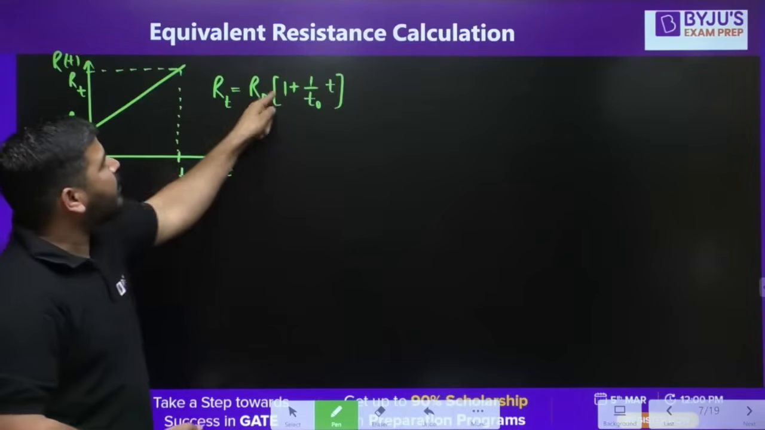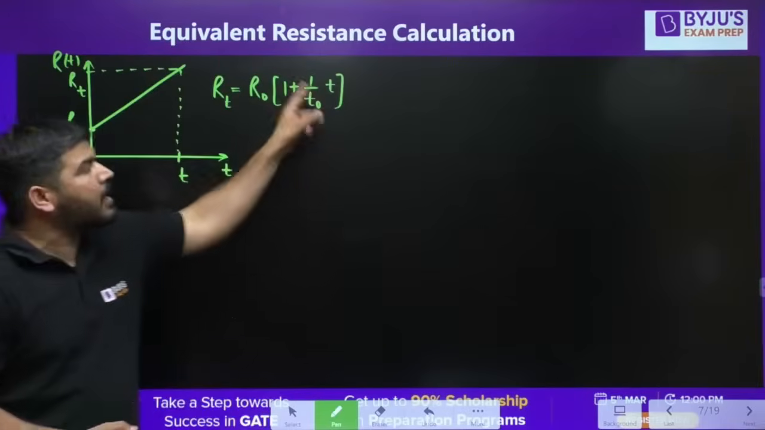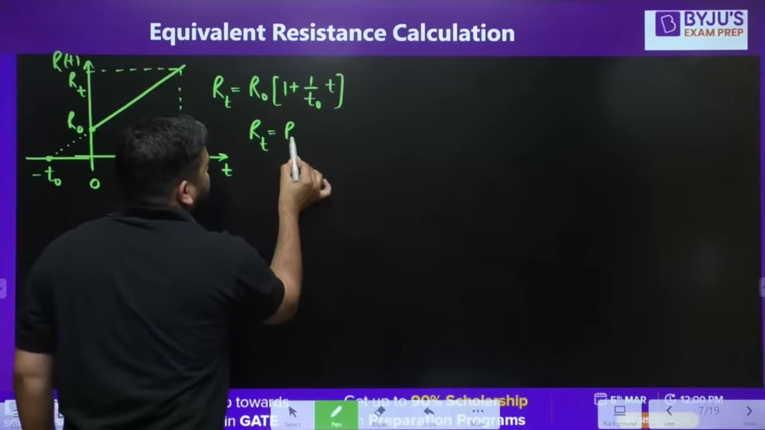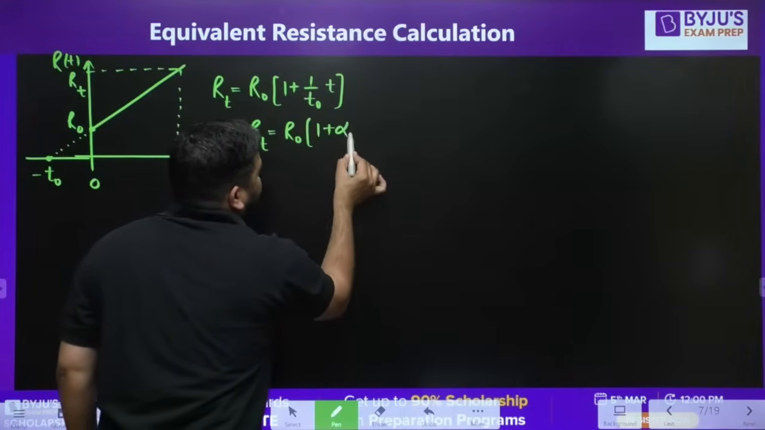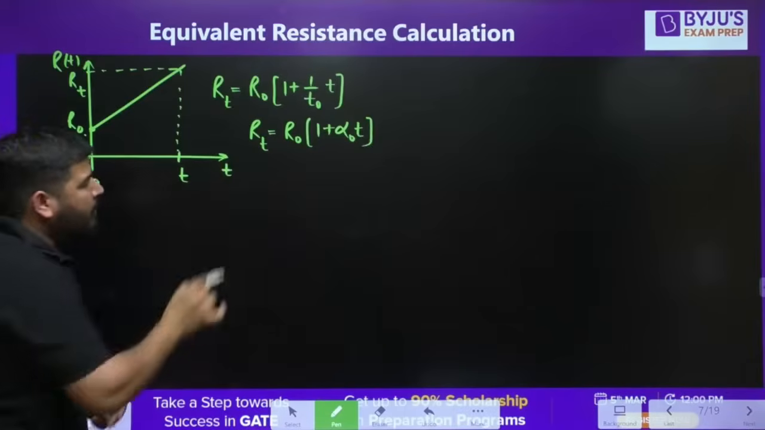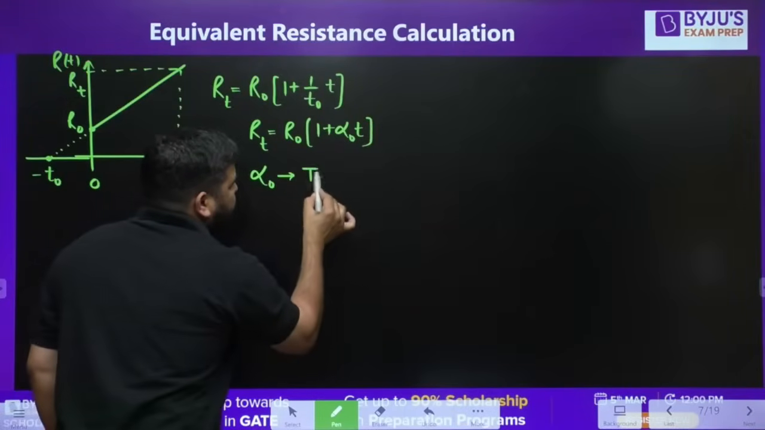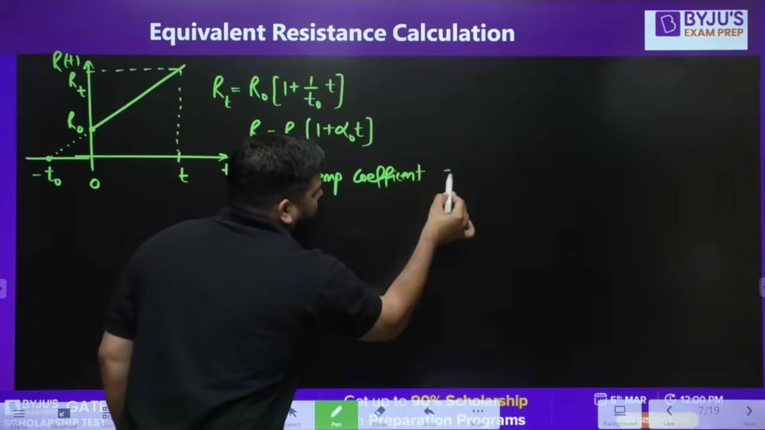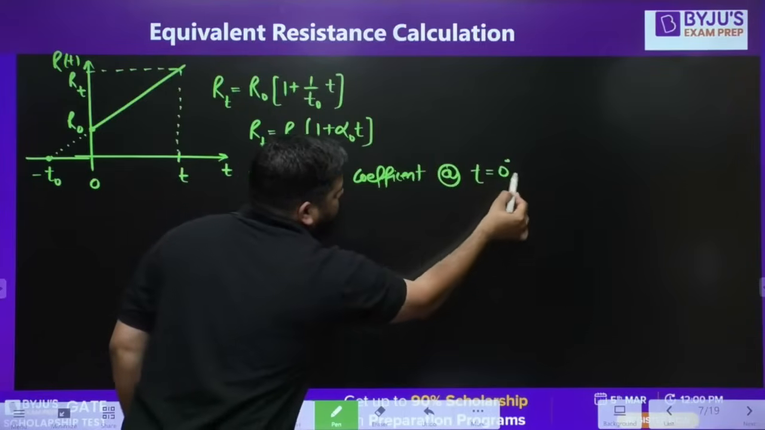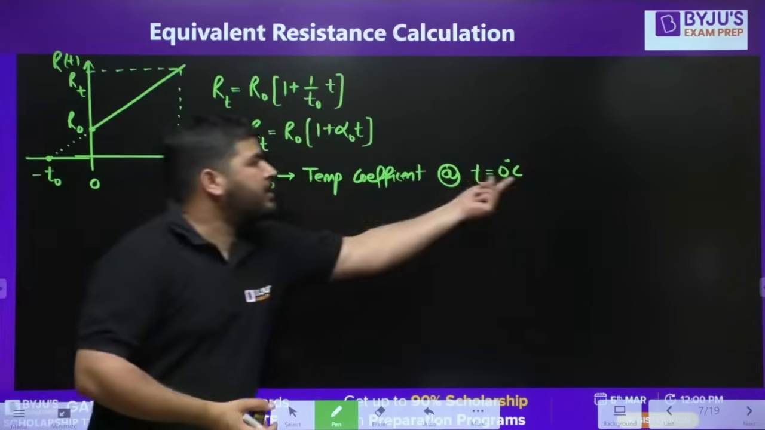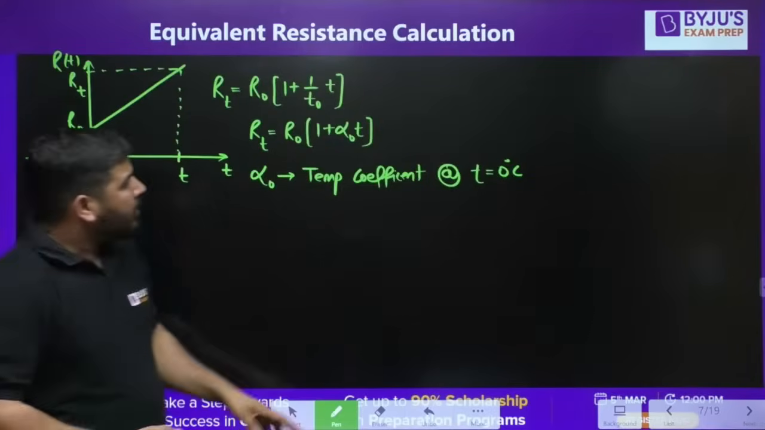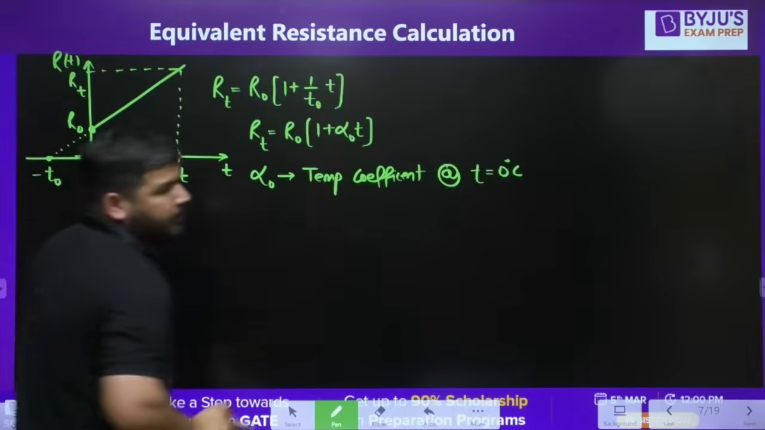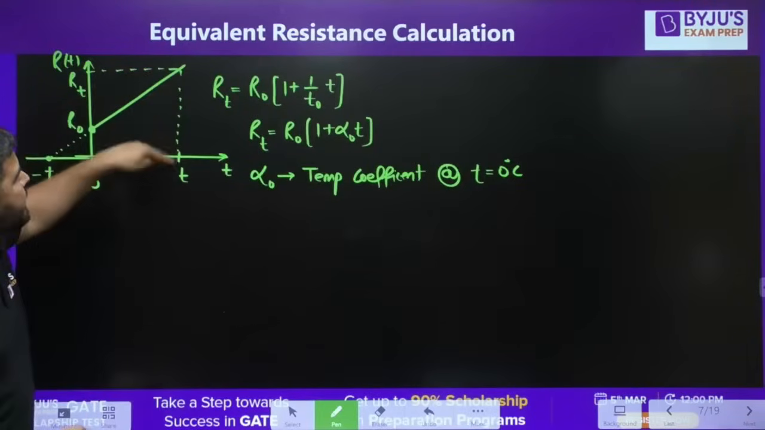So at some temperature T, you can calculate the resistance using this relation. Now, what is this 1 by T naught? I call this 1 by T naught alpha naught. What is alpha naught? Alpha naught is the temperature coefficient at T equal to 0 degree centigrade. So if you know the resistance value at 0 degree centigrade and you know alpha naught, then you can calculate the resistance value at some other temperature T.